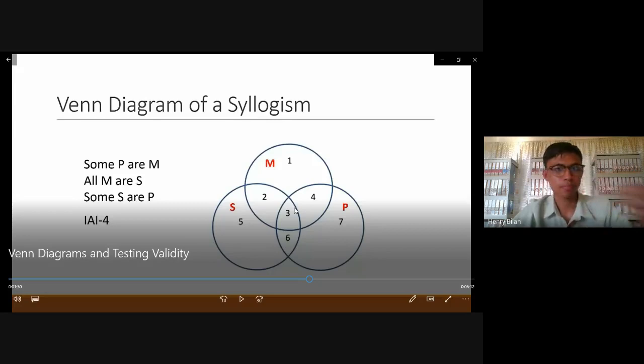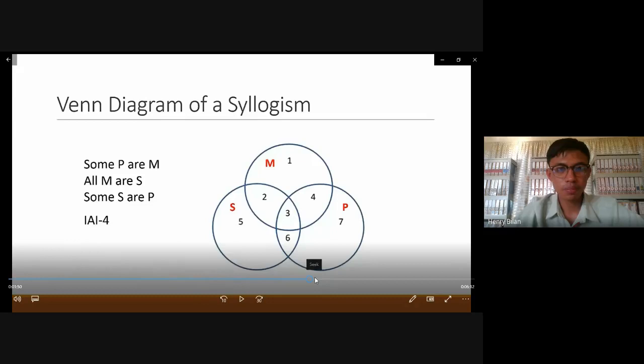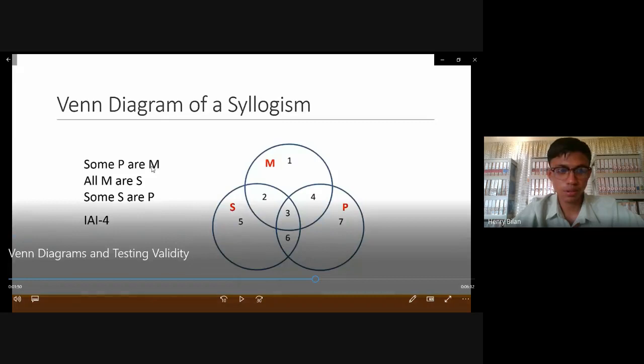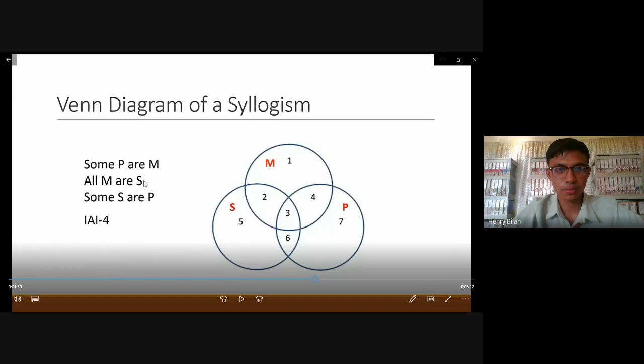We'll see. Then, all M are S. It is between M and S. M, and then S. Saan ang ating i-shade dito? We'll see. But I'm telling you now, if in the premise we have a particular proposition, uunahin natin yung universal proposition. So dito, yung major premise natin ay particular, pero yung minor premise natin ay universal. Alin ang uunahin natin dyan? Sinasabi na ang unahin natin ay ito.